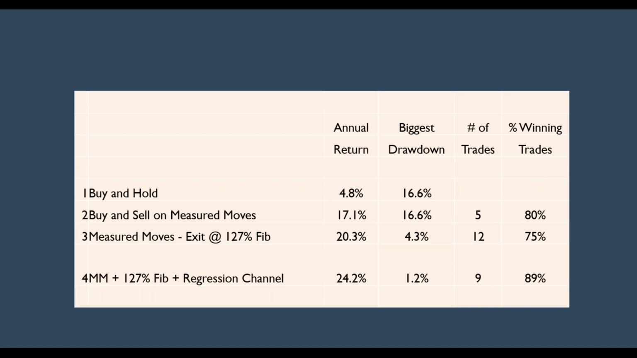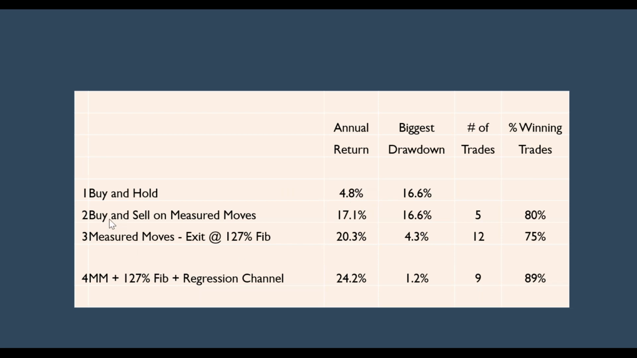For buy and hold, the annual return was 4.8%, and the biggest drawdown was 16.6%. That's not very attractive trading. That's hard to do. That's hard to take that 16.6% drawdown for about a 5% return.